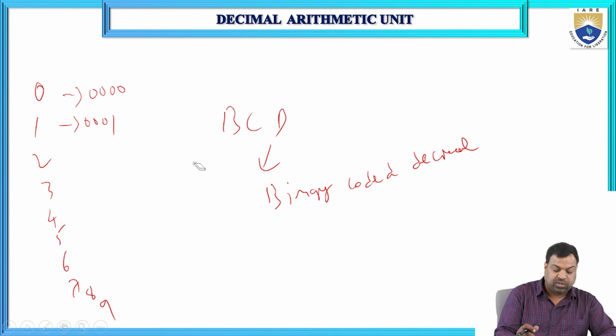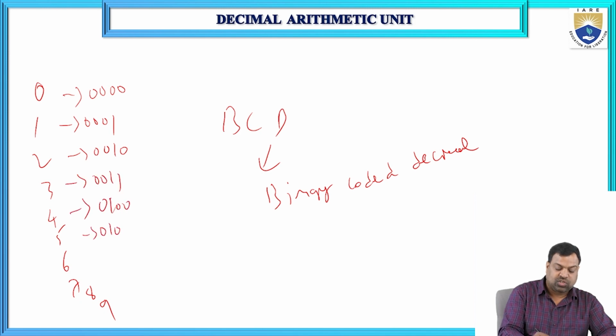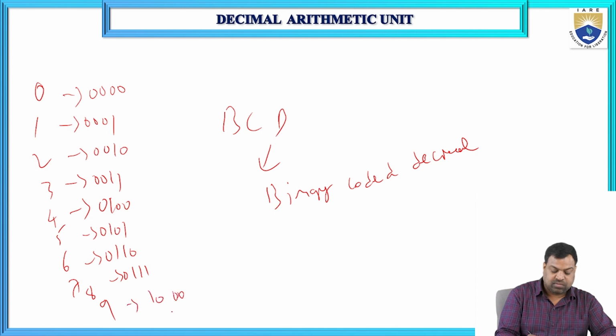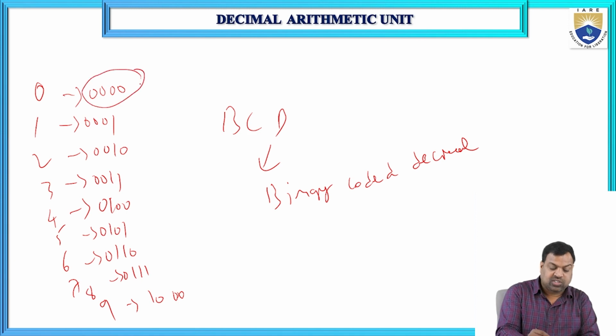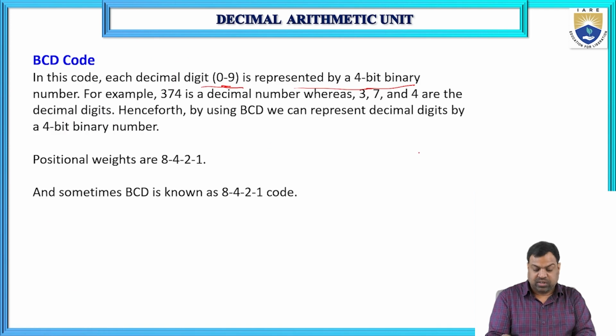Up to how much do we take? 0 0 1 0, 0 0 1 1, 0 1 0 1, 0 1 1 0, 0 1 1 1, like this. So BCD represents 0 to 9 by a 4-bit binary. Is it a 4-bit binary or not? Yes, it is 4-bit: 1, 2, 3, 4. So it is a 4-bit binary number. BCD is a 4-bit binary number.